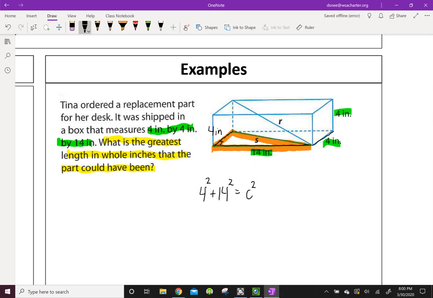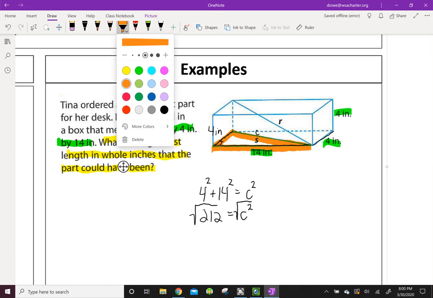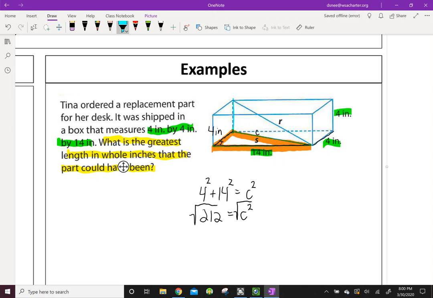And in this case, c is right here. C and s are the same thing. So I have 16 plus 196, right? 4 to the second power plus 14 to the second power is 212, equal to c squared. And I can find what c is by taking the square root. But in my next equation, my next triangle is up here, this blue one that I'm highlighting right now.